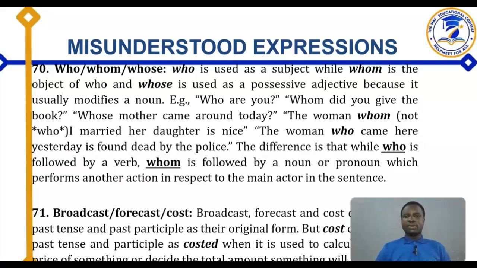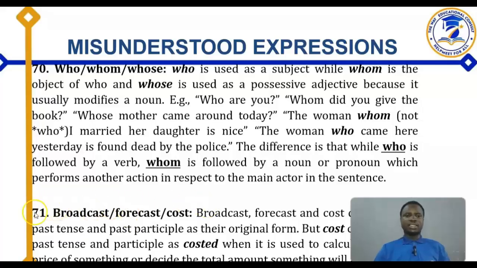The woman who came here yesterday is found dead by the police. The woman performed an action which is coming here, right? So that's why you use who. I believe you are following me. So the difference is that while who is followed by a verb, whom is followed by a noun or pronoun, that is, and also receiving the action. That's why you use that.